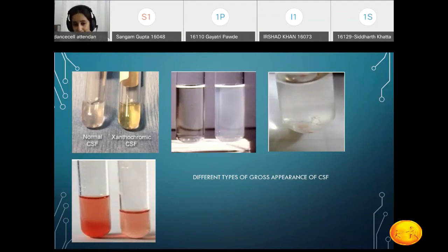Xanthochromic CSF is because of high proteins inside the CSF. Then also, sometimes when there is a long-standing hemorrhage inside the CSF, like a subarachnoid hemorrhage, the blood tends to undergo lysis and is converted to bilirubin, which causes the appearance of xanthochromia inside the CSF. So, xanthochromic CSF is found in subarachnoid hemorrhages.